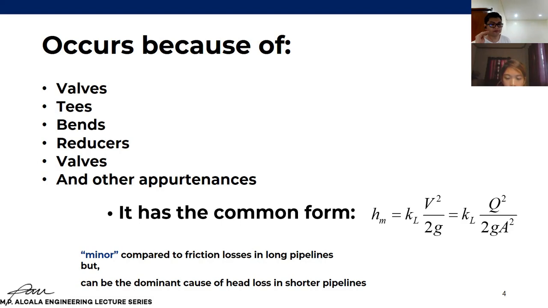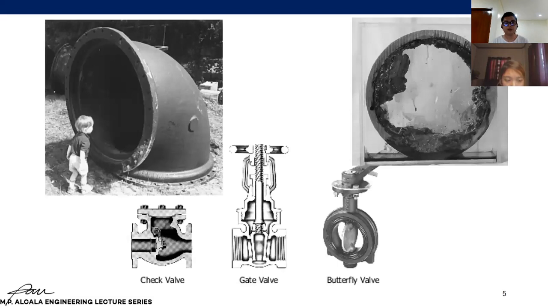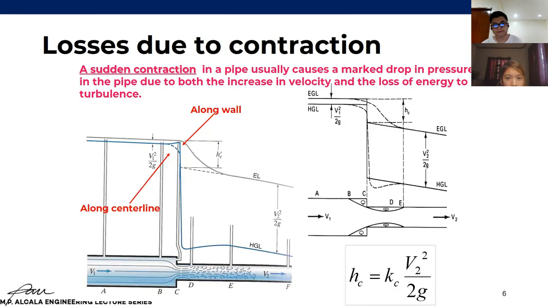With a common form of the following, again, K V squared over 2G. So big sample, no? Yung mga itsura. Ito yung mga large scale fittings sa mga valves. Okay. First type, losses due to contraction. So, syempre, one example of this is, or let's define first, a sudden contraction in pipe usually causes a marked drop in pressure in the pipe due to both the increase in velocity and the loss of energy to turbulence.